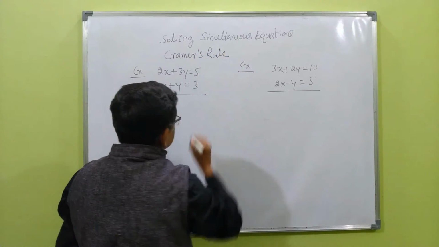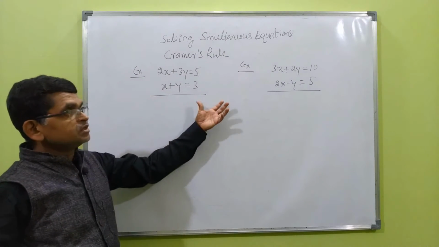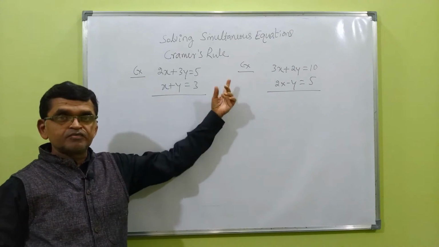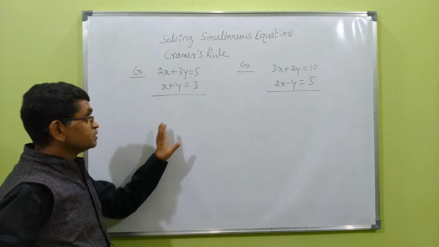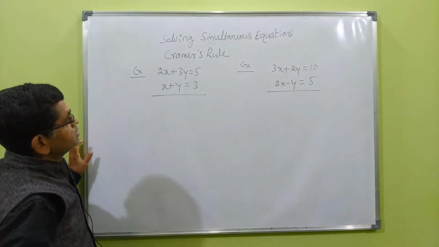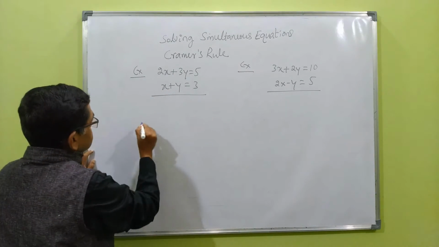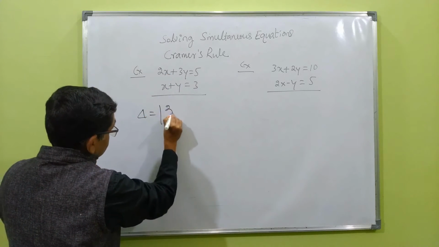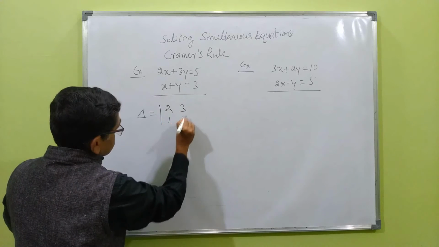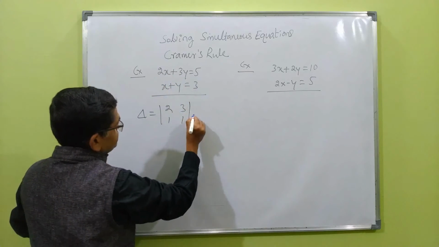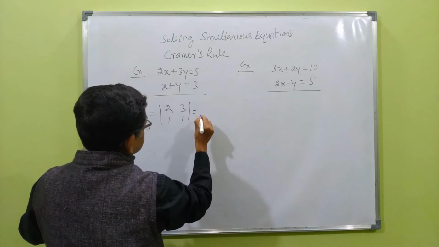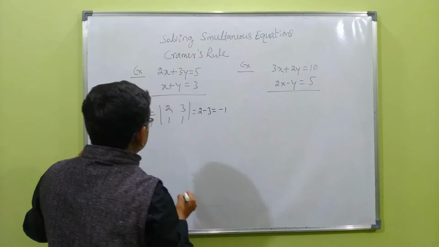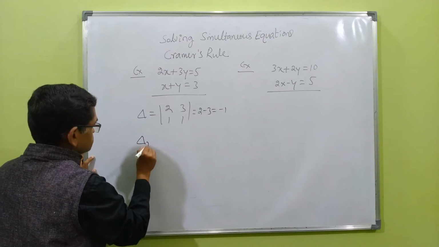I feel this will be easier and the quickest way of finding the unknown values. See, here you have to find the value of delta. Delta will be 2, 3, 1, 1. These coefficients. That is equal to 2 minus 3. That is minus 1.